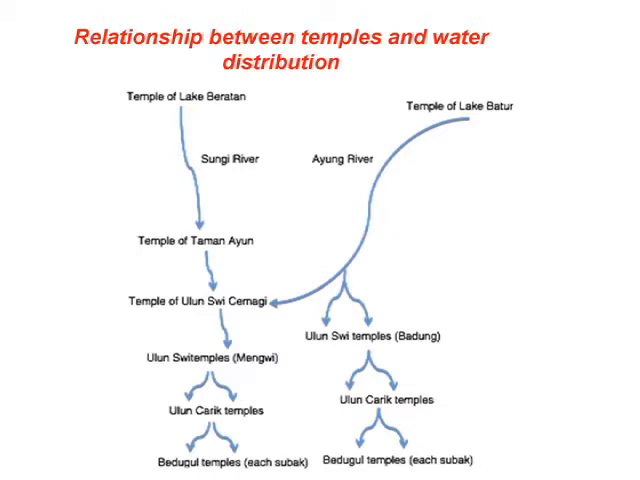And the same thing starts from this temple at Lake Baratan and goes through the temple of Taman Ayun and so on. And you say, well, what goes on with these temples? Well, it turns out the people from the subaks, or at least the head of each subak, goes and makes offerings at the temple that's further up the hierarchy, or I should say further upstream. Hierarchy is probably not the right way to talk about it.